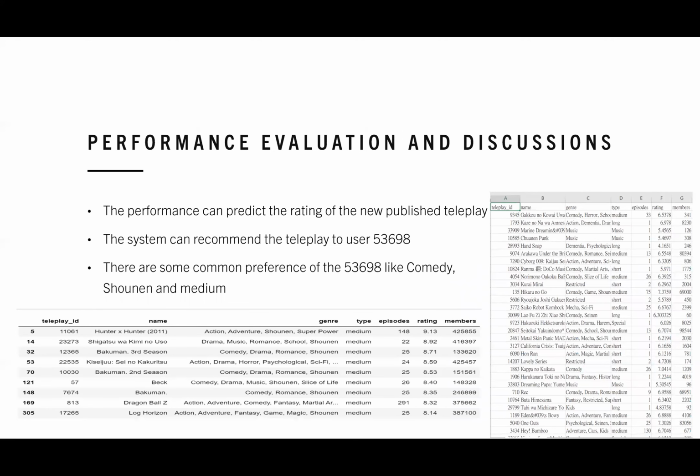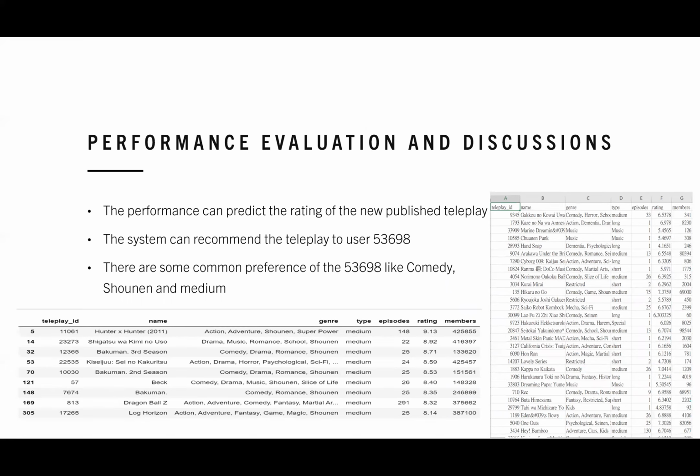For the performance evaluation discussion, the model can predict the rating of new, recently published therapies. The right-hand side shows the results when we use different models to predict the rating of these new therapies.